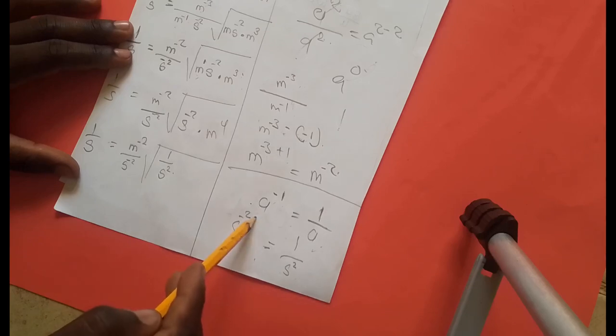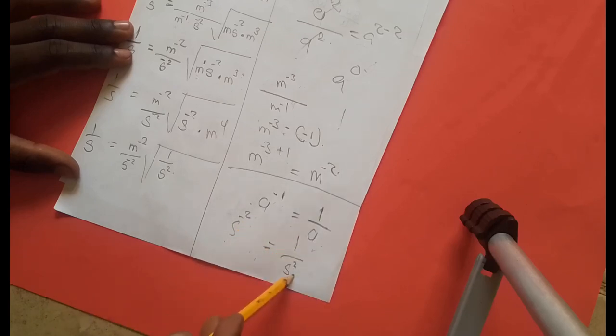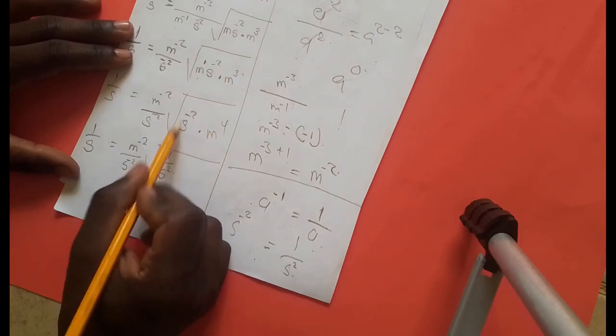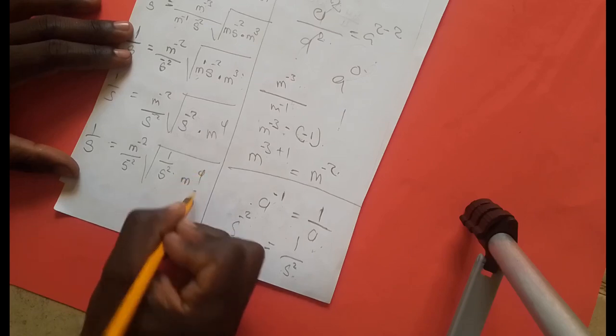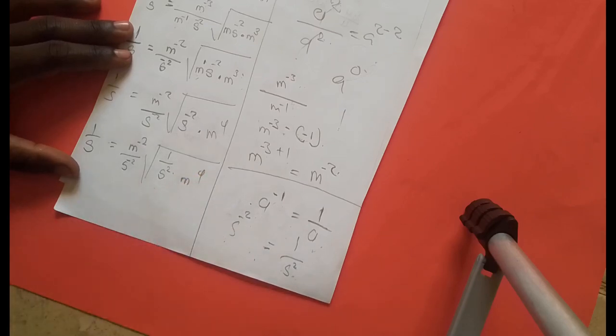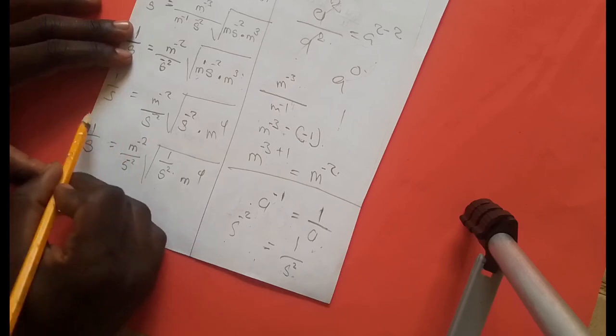S to the power negative 2 is equal to 1 over s to the power 2, right? So I've simplified this s to the power negative 2 to this. Then m to the power 4, right?